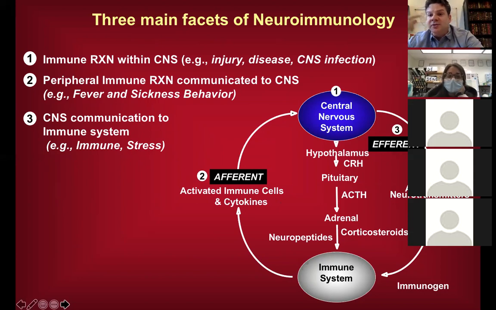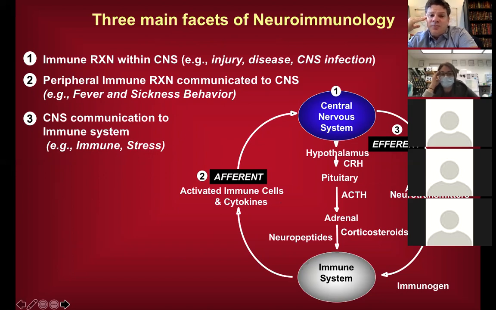In fact, a lot of the neuroimmunology historically was based on the study of multiple sclerosis, which is an autoimmune disease in which your immune system attacks proteins associated with the oligodendrocytes, the cells that wrap the neurons with myelin. So that's a good example of this first one, immune reaction within the CNS.